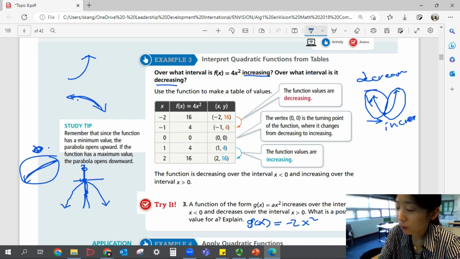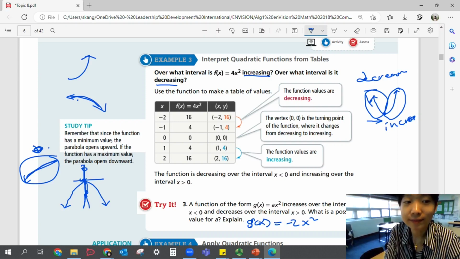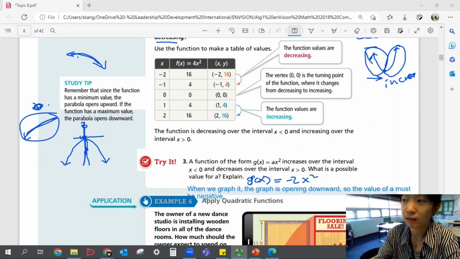Why is it? Because the graph is opening downwards, so the value of a must be negative if we graph that, right? Let's write that down. Okay, when we graph it, the graph is opening downward, so the value of a must be negative.